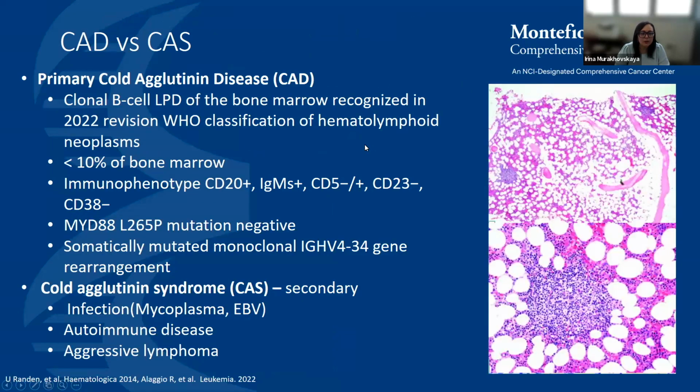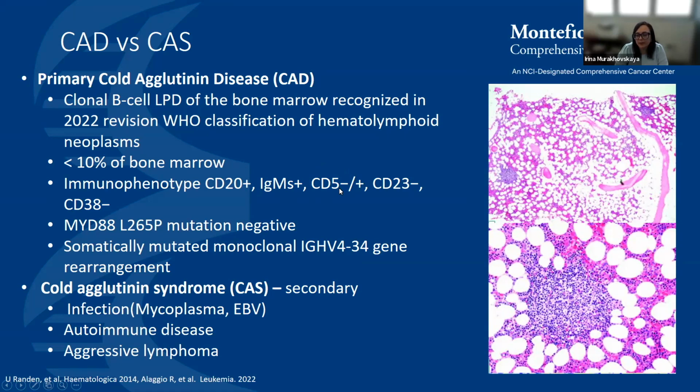Primary cold agglutinin disease refers to a clonal B-cell lymphoproliferative disorder of the bone marrow, which is now recognized in the WHO revision of the clonal hematolymphoid neoplasms published in 2022. The cells are typically small mature lymphocytes, which are CD20 positive and surface IgM positive. About 50% of cases have CD5 on their surface, and they are distributed in nodular discrete infiltrates, which represent less than 10% of bone marrow cellularity.